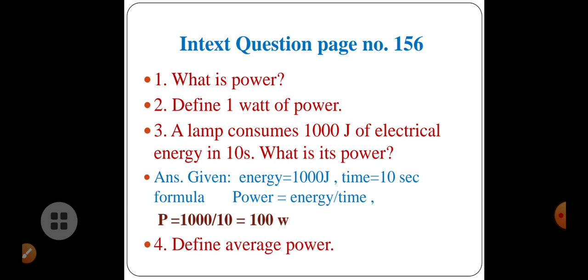Okay. You have to divide 1000 by 10, that is 100, and the unit will be watt. Always remember, as energy is given in joule, joule is an SI unit, no problem. Time is given in second, second is an SI unit, no problem. So our answer will also come in SI unit. So we are getting the power in watt. And the fourth question, define average power. We have discussed already, that is total work done divided by total time taken.